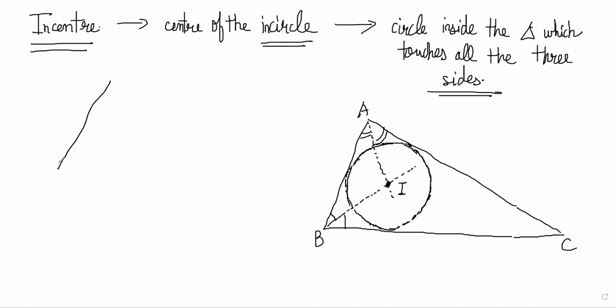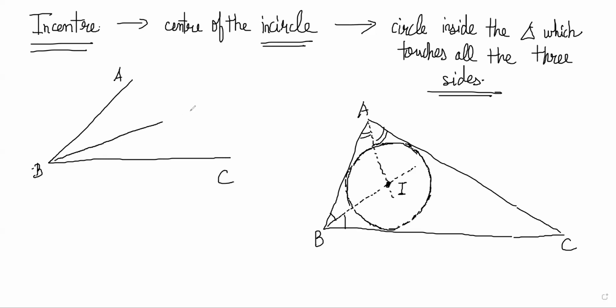The reason is, if you have an angle, let's say this is A, B, C. Let's make a bisector of this angle. This is half and half. Both the angles are equal. But you can easily prove that any point P on this bisector is at the same perpendicular distance from both the sides.